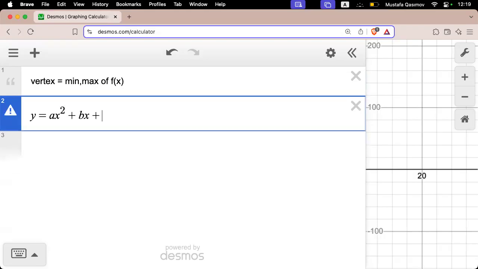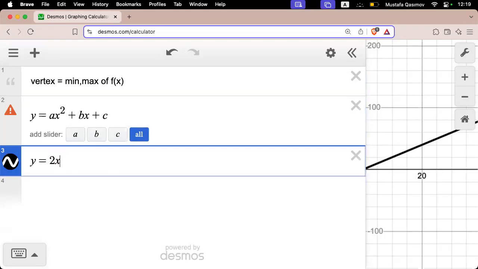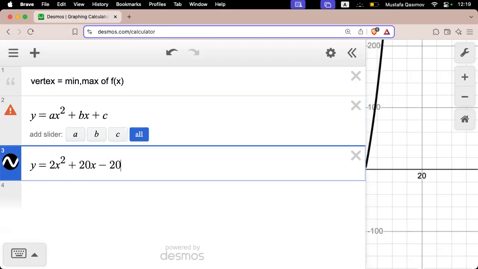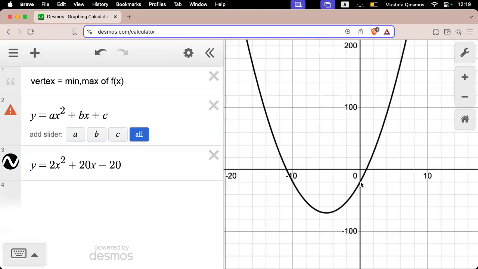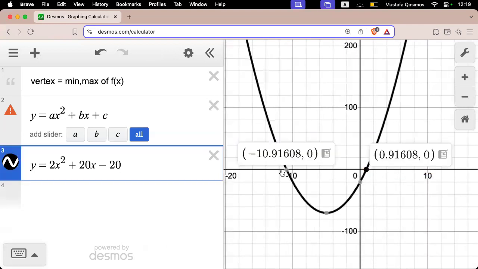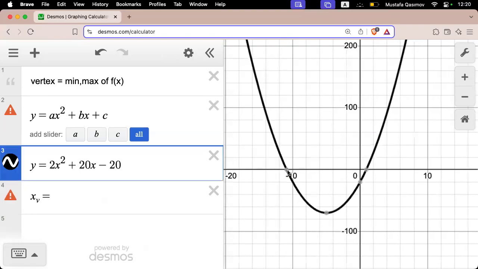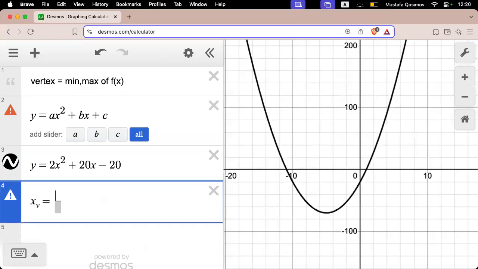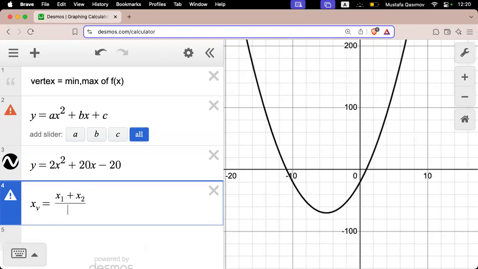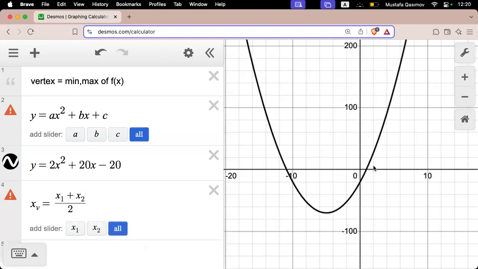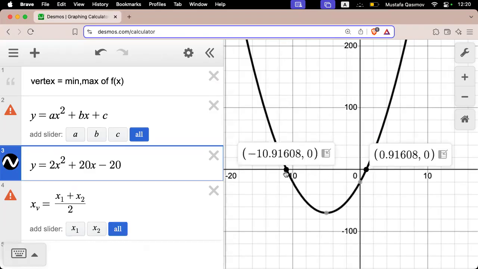For this, let's say we have y is equal to 2x squared plus 20x minus 20. We will have this equation. And for this equation, you can see its vertex point is -5 and -70. How can we get this value? First of all, let's look at -5. -5 is the x vertex here, and for finding x vertex, you can find the sum of x1 and x2, then divide it by 2. When you add them, you will get -10, and -10/2 is -5.